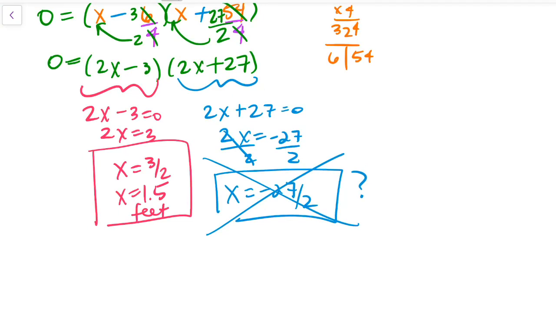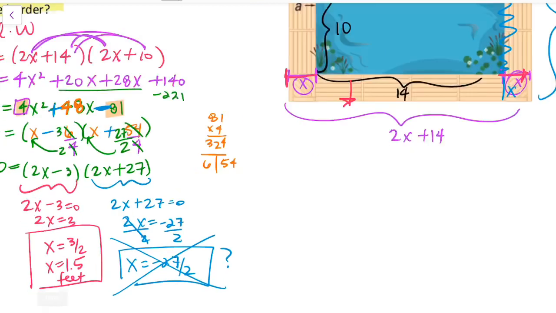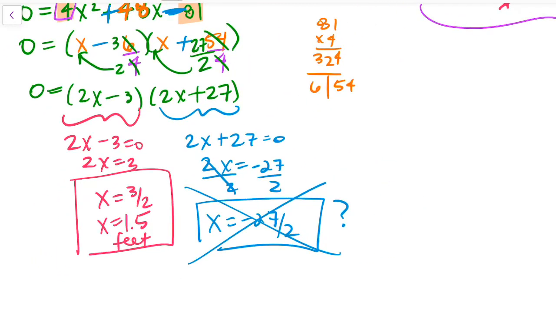For our border all the way around. So we've got our pond, and then we go 1.5 feet out in every direction. And that gives us the combined area of 221 square feet total. So the border is 1.5 feet.